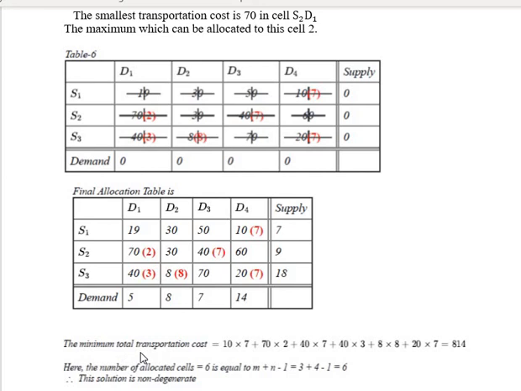From the table, the minimum total transportation cost equal to 10 into 7 plus 70 into 2 plus 40 into 7 plus 40 into 3 plus 8 into 8 plus 20 into 7, that's equal to 840. Here the number of allocated cells equal to 6, which is equal to m plus n minus 1. So the solution is a non-degenerate solution.